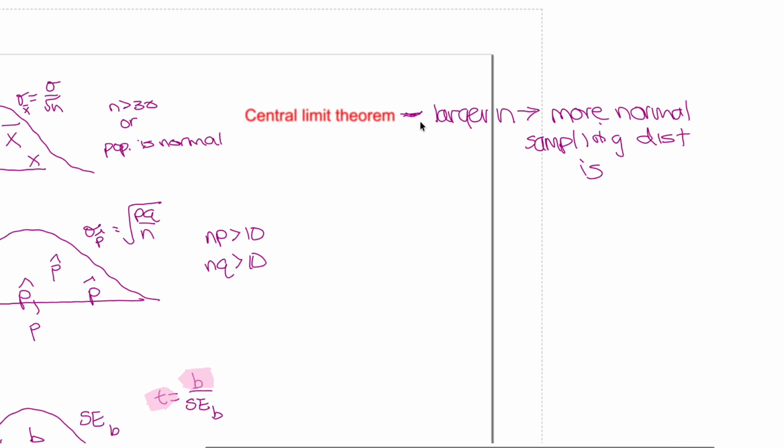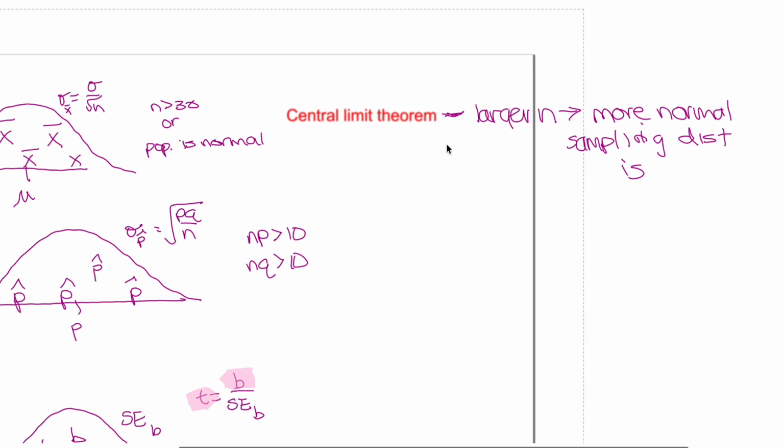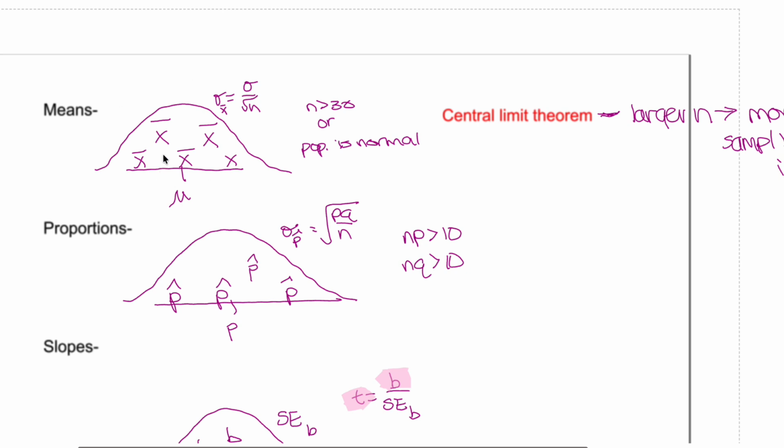The central limit theorem says a larger n means the more normal the sampling distribution will be. So basically, the more sampling distributions you get and group together to create this normal curve, the more normal this curve will be.